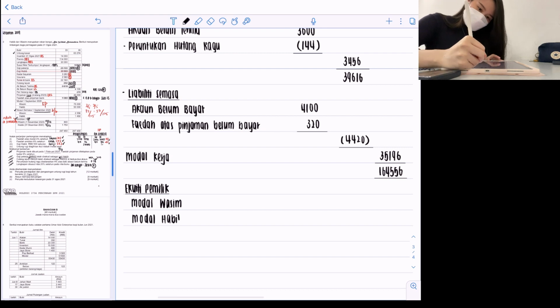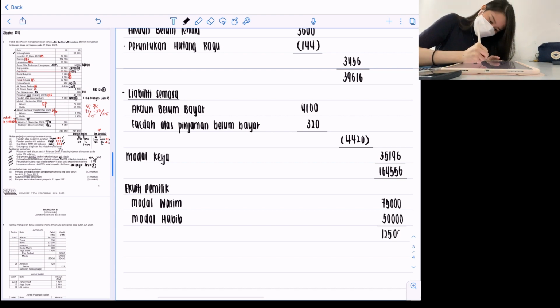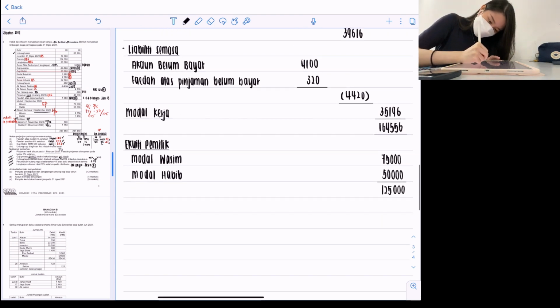So this modal, just copy it. There's no changes to it. It will be a 75,000 and a 50,000. Equals to 125,000 over here. Move on to account semasa. Repeat 2 times of it.